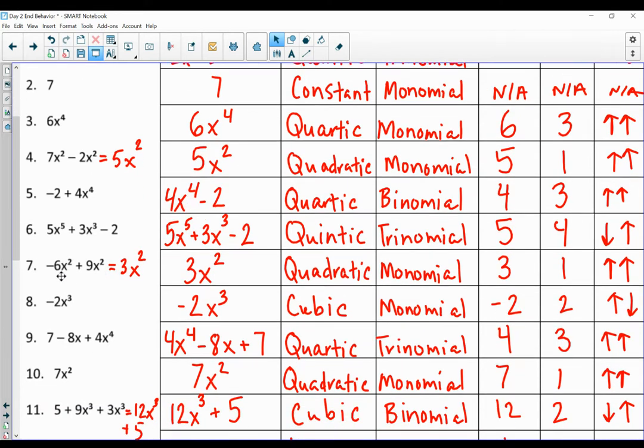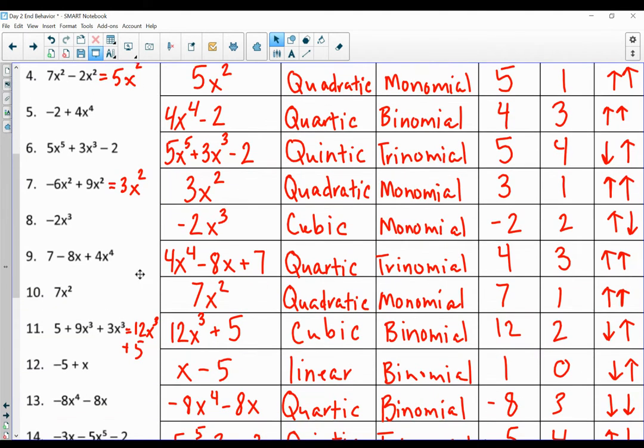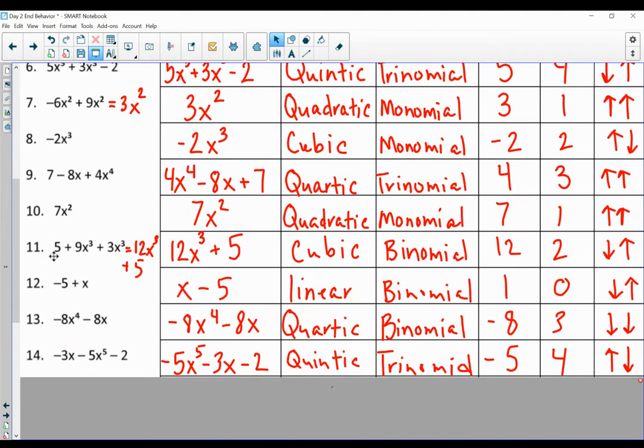Same for number 7. This is a negative 6x squared and a positive 9x squared. 9 minus 6 gives me 3. So that's where I got 3x squared. Similarly for number 11, 9x to the third power, or otherwise known as 9x cubed, plus 3x cubed, they both have the same variable, which means they are like terms. So that's where I got 12x cubed from.